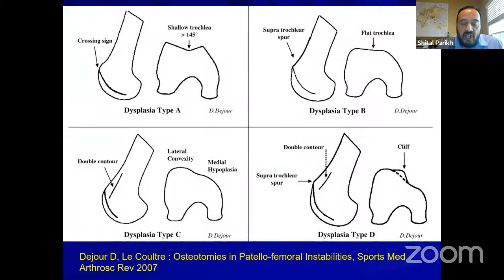And this is a classification. I won't go into details, but there are three things that define dysplasia. One is a crossing sign. Another one is a supratrochlear spur. And the third thing is a double contour sign.